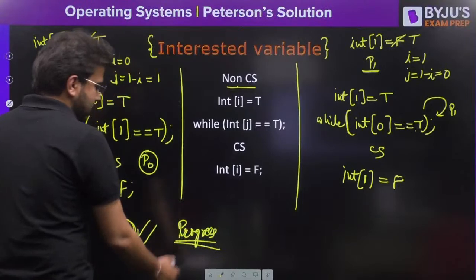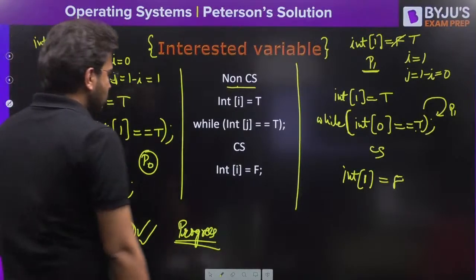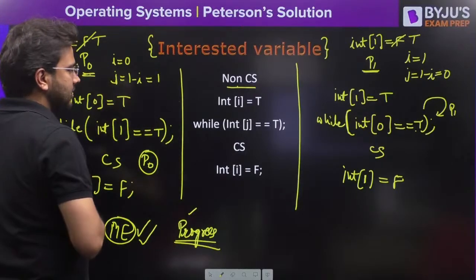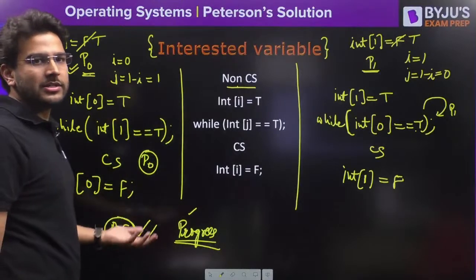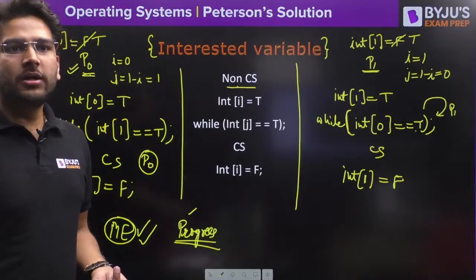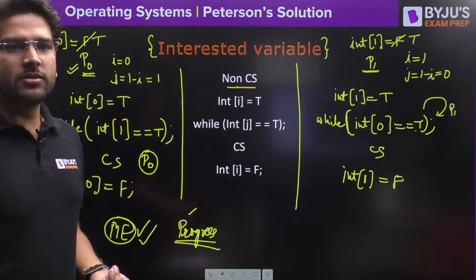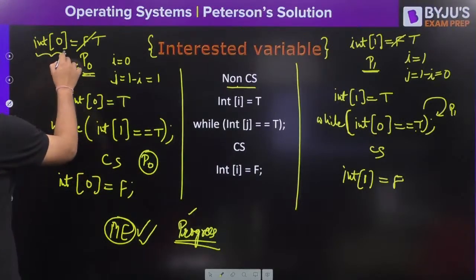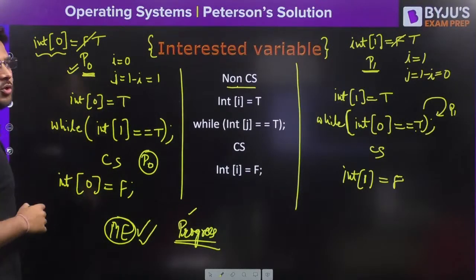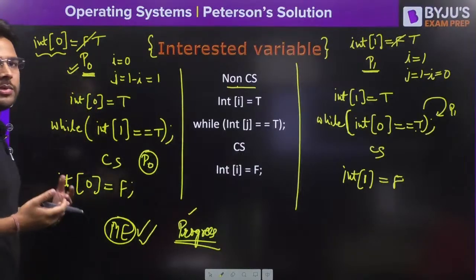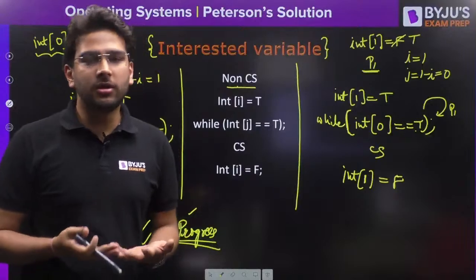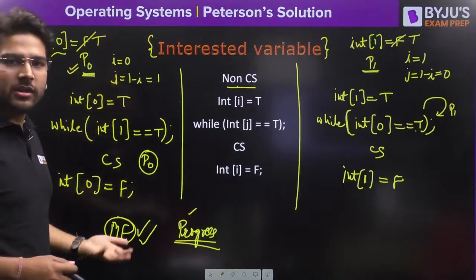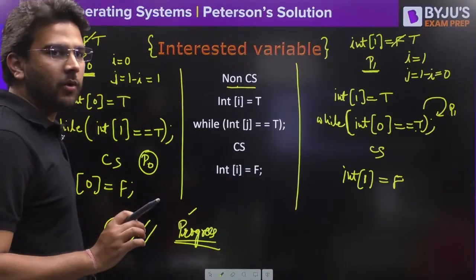So let's talk about progress now. So if I talk about progress, let's say P0 is not interested to access the critical section. Let's say if P1 will be able to access it or not. Yes, why int 0 is equal to true? Because I is equal to 0. Int of 0 means it is for P0 process. Initially it is false. That means P0 and P1 both initially they are not interested. Then when we are executing P0, we made it true. That means now it is interested. Okay, I hope it is clear now.